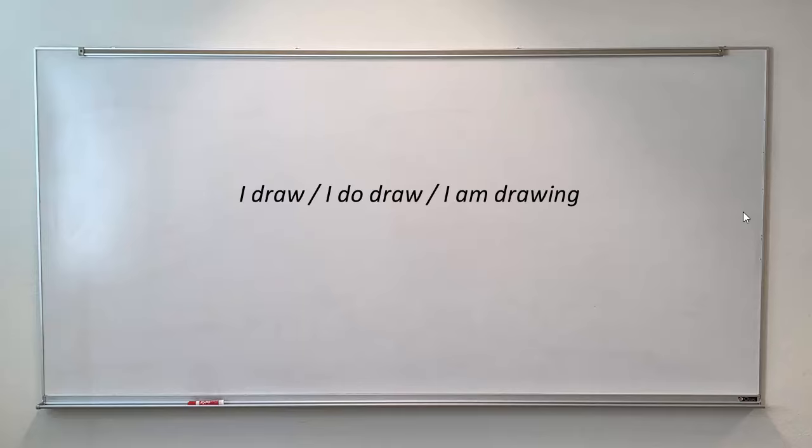And my question is, do you know how with one verb form to say in French, I draw, I do draw, or I am drawing? Just one verb form is all you need. It's present tense. It's a regular ER verb. So the answer is je dessine. Je dessine. This means I draw, I do draw, or I am drawing.